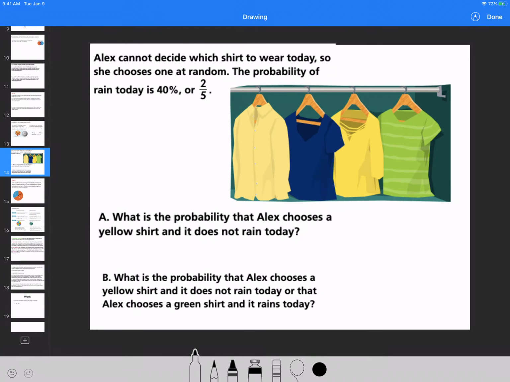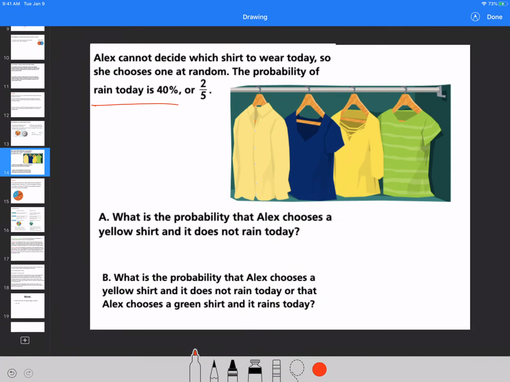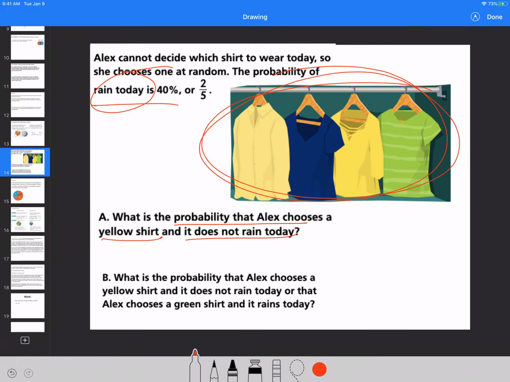Now, let's take a look at some of these questions here. Alex cannot decide which shirt to wear today, so she chooses one at random. The probability of rain today is 40% or 2 out of 5. What is the probability that Alex chooses a yellow shirt and it does not rain today? So we have two situations. Number one, we have the selection of shirts that we can wear. Number two, we have a rain. Now, are these two events independent?